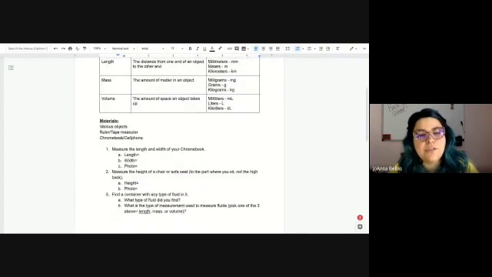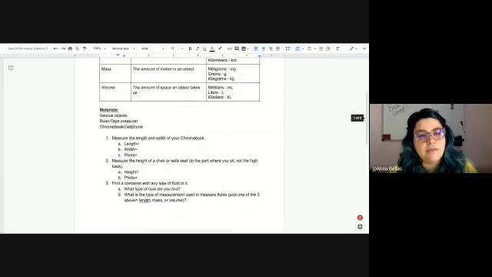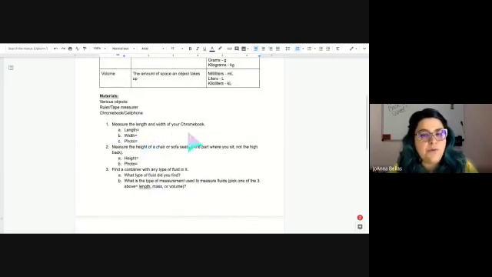The materials you're going to need are various objects that you find around your house or outside your house, a ruler or a tape measure, and then your Chromebook or cell phone. And then these are the things that you're going to do. There's only 8. Measure the length and width of your Chromebook. And then I put the spots here for you to write down the measurement. So you're going to take the length and type it in, width, type it in, and then insert the photo.